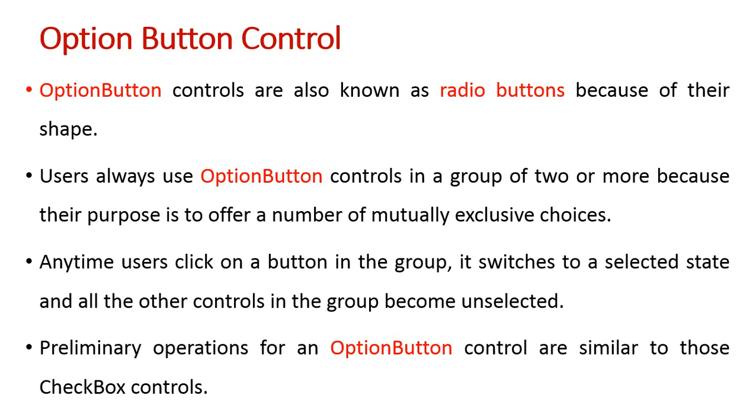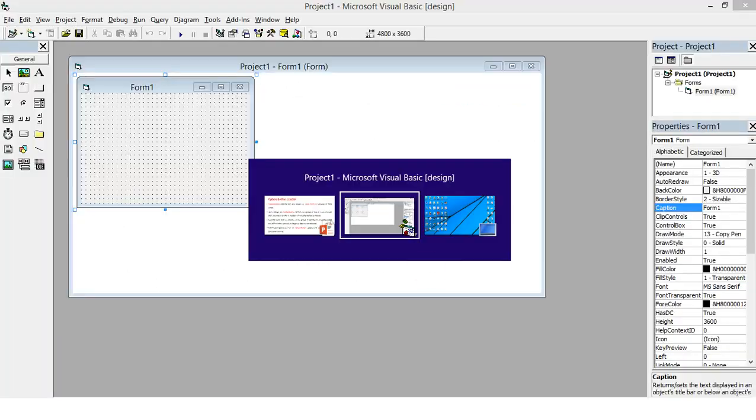Option buttons are also called radio buttons because of their shape. You might have seen them in so many applications. There will be one or more round buttons, using which the user can select something.